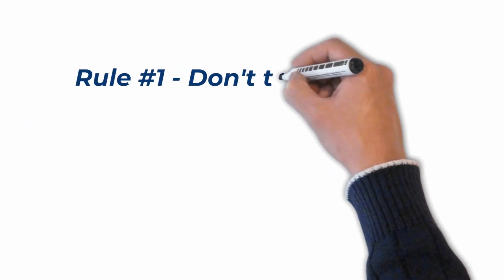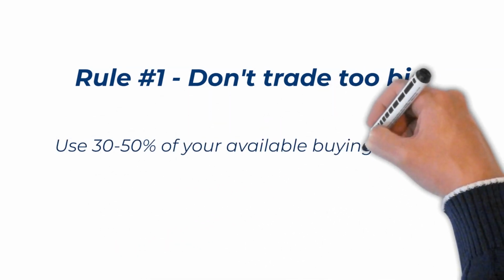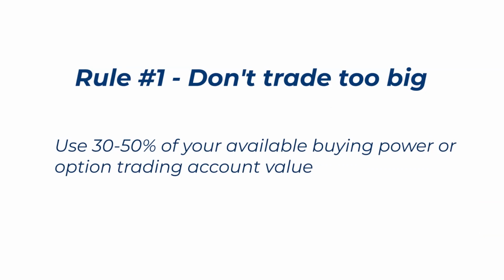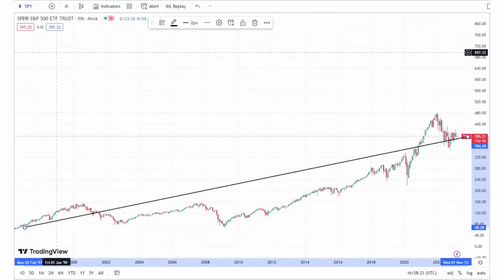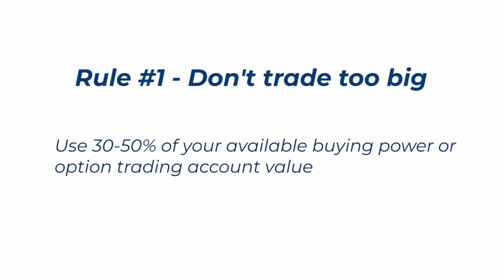Rule number one, don't trade too big. I recommend that you only use 30 to 50% of your available buying power or option trading account value when trading options. The lower end of that when the market or the S&P 500 is above the historical average and long-term trend line. As mentioned previously, we are already using leverage, so we can outperform the market and stocks using much less capital. So there's really no reason to use more than 50% of your buying power.